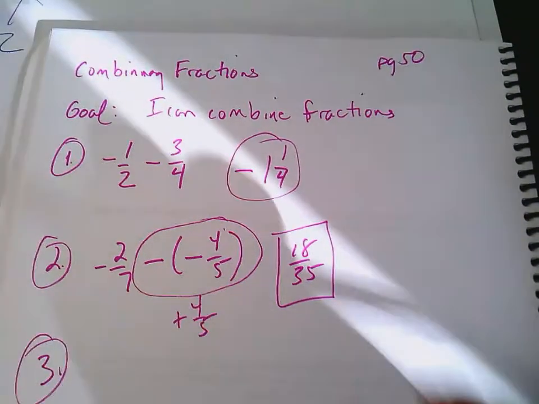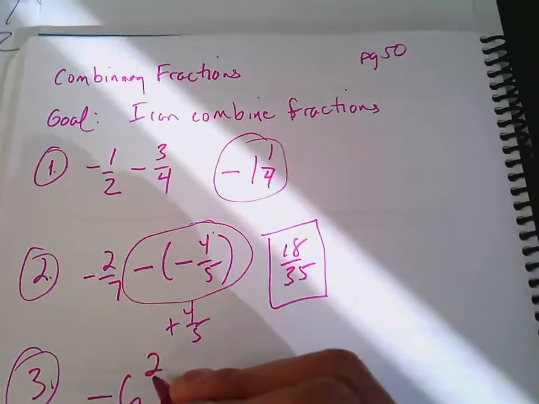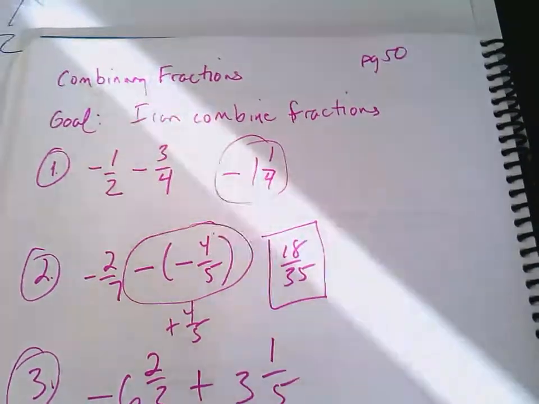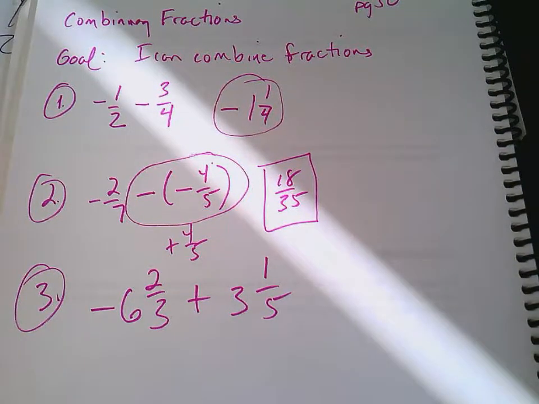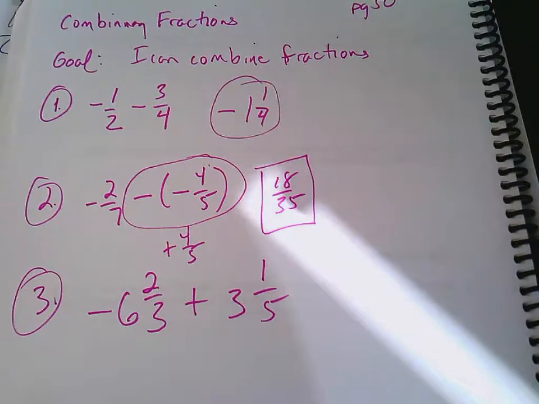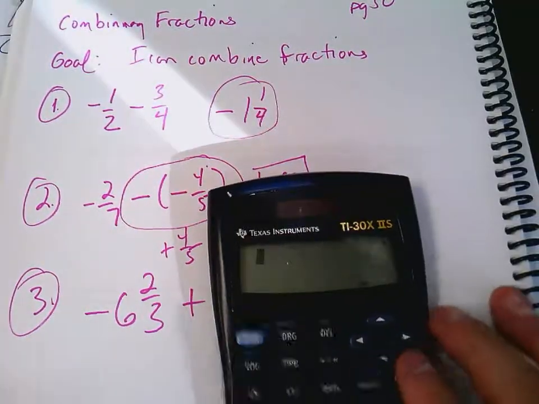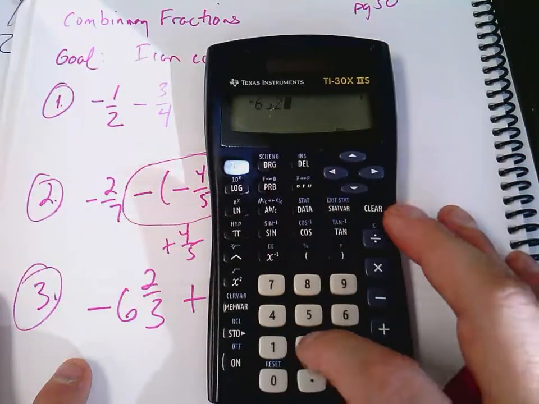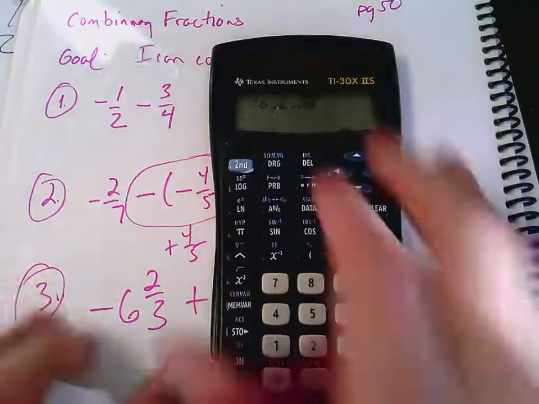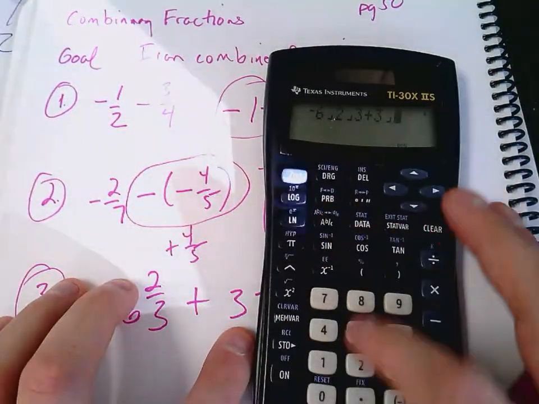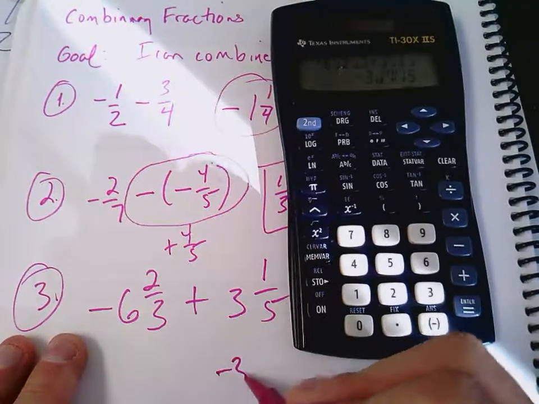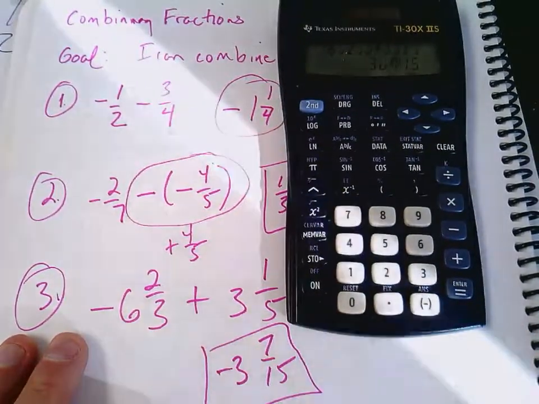Then for number 3, I'm going to do a couple of mixed numbers. Let's do negative 6 2/3 plus 3 1/5. To do mixed numbers on the calculator, you have to hit the ABC button twice. When we want to do negative 6 2/3, we press clear, the negative button, 6, then ABC, then 2, then ABC again, then 3. That's 6 2/3. Plus 3 ABC 1, hit the ABC button again, 5, that's 3 1/5. Hit enter, and we get negative 3 7/15. That is really it.